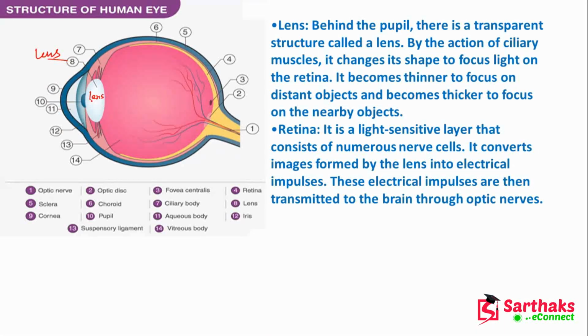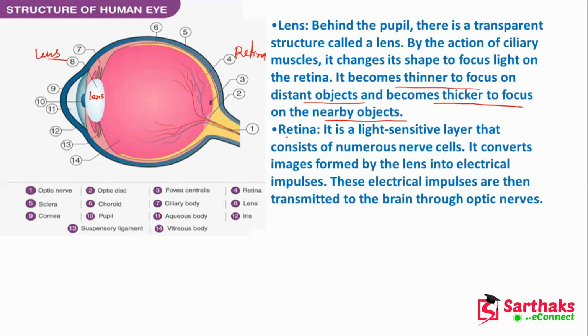Here you can see that this one is our retina. In this retina, this yellow color, the light will fall. How much light will fall can be adjusted. The lens becomes thinner to focus on distant objects and becomes thicker to focus on nearby objects.